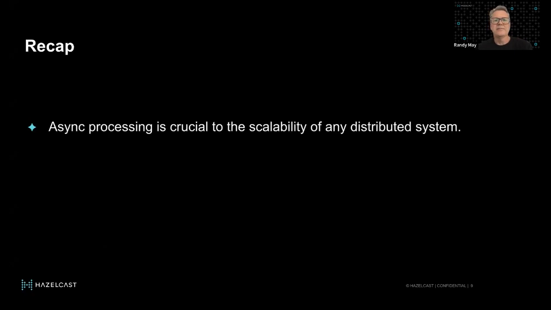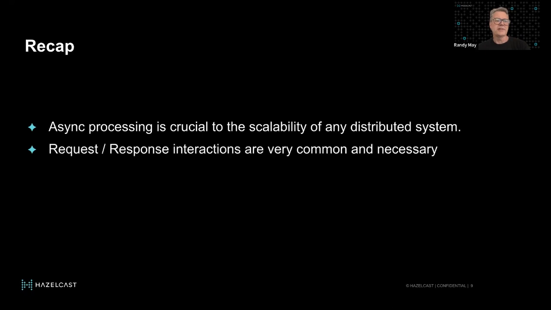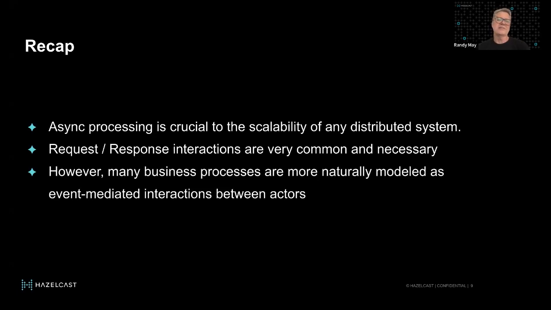All right, so here's where we're at right now. So first of all, async processing is going to be crucial to the scalability of any distributed system. We saw that with the sneaky food truck. Request response interactions are very common, but they're not the only thing. There's also business processes, status updates, and things that are more naturally modeled as event-mediated interactions between actors, right?